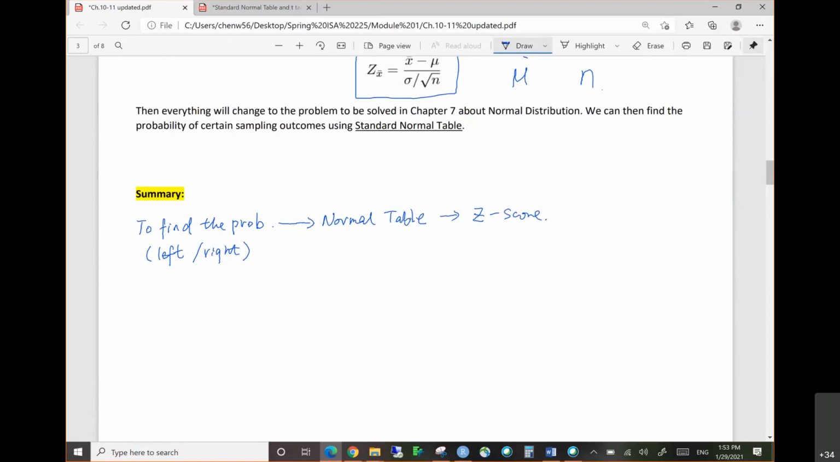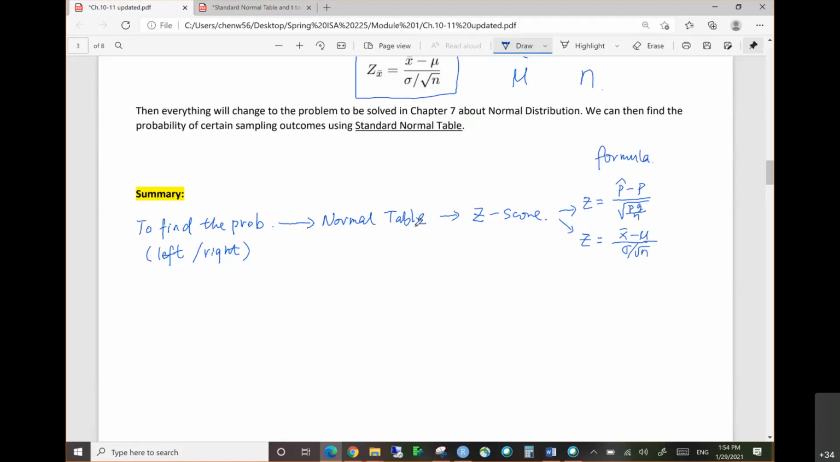We have 2 formulas. Either z equals p hat minus p over square root of pq over n. This is for the proportion. Or we have z equals x bar minus mu over sigma over square root of n. This is for the mean. So based on these formulas, we can get the z-score.